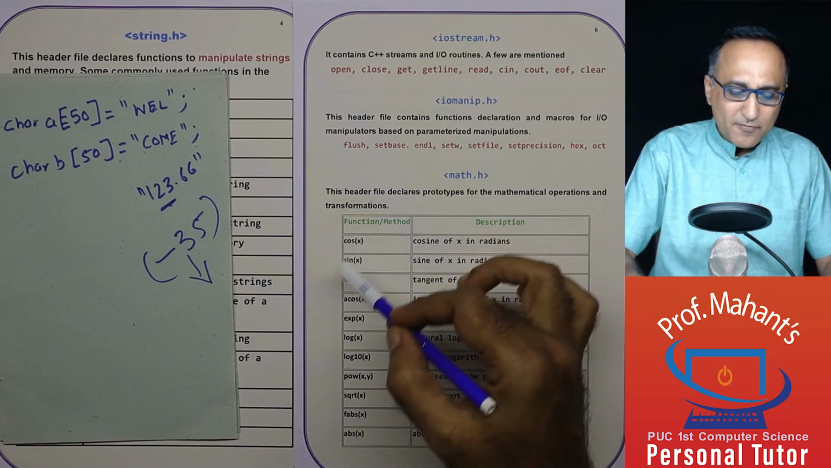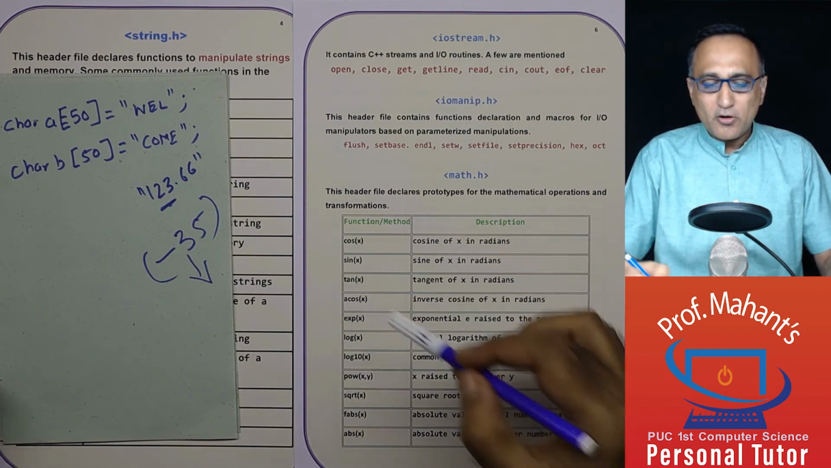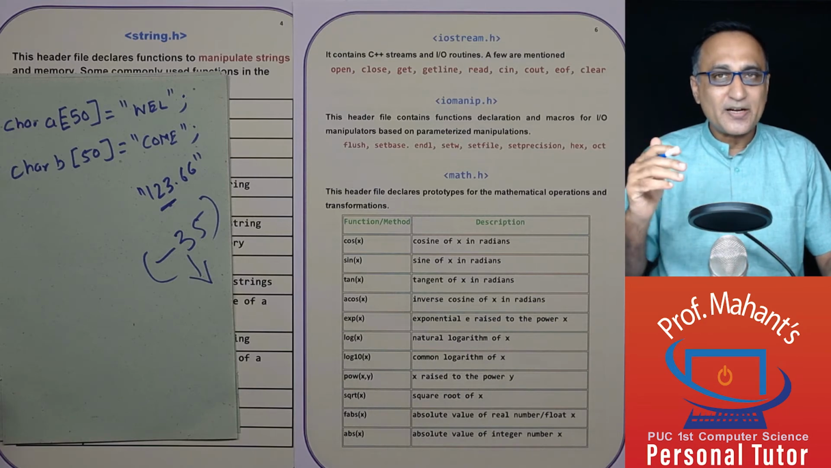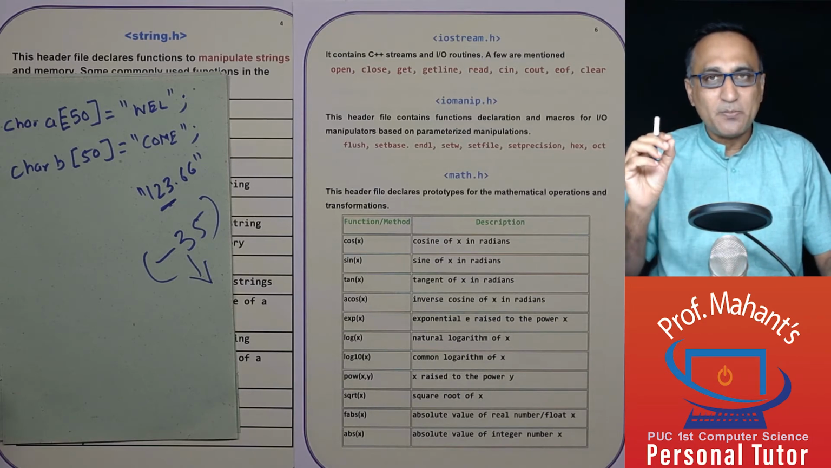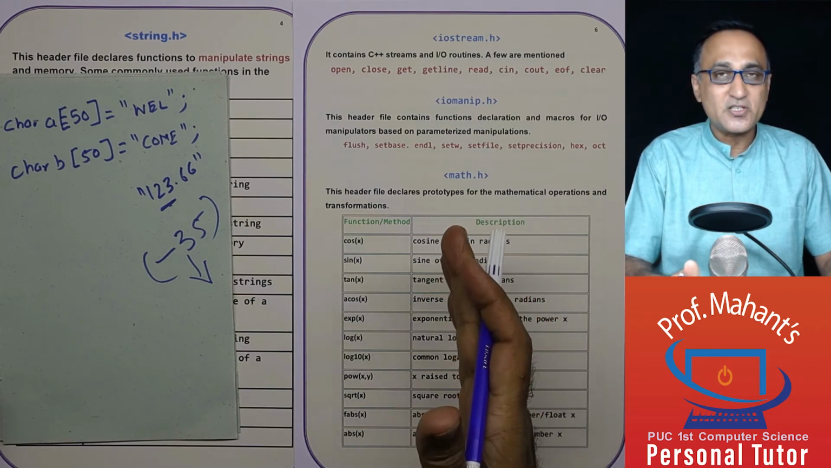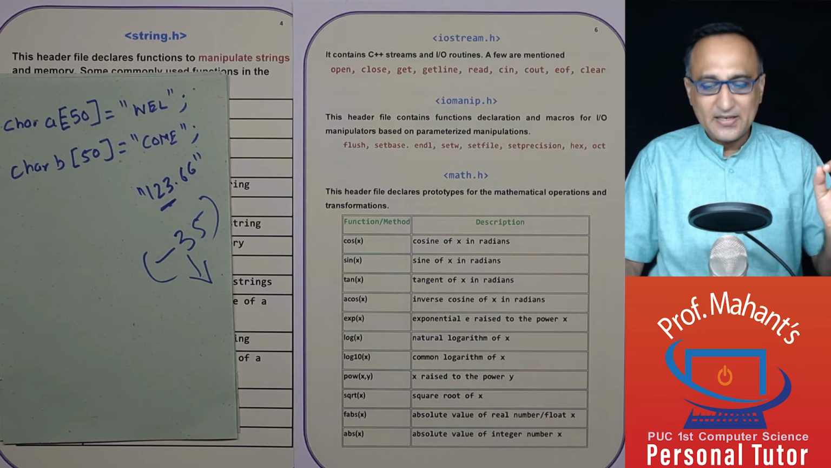So these are some of the functions available in math.h, and all of the values these functions give back to us are going to be of the type double, or double data type. The return values are going to be of double data type.